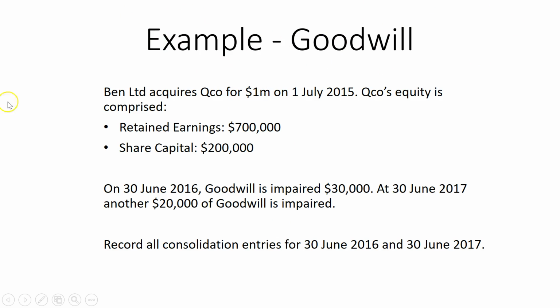We're going to look at goodwill. So Ben Limited acquires QCO for $1 million on 1 July 2015. QCO's equity is comprised of retained earnings $700,000 and share capital $200,000. So on 30 June 2016, goodwill is impaired $30,000, and at 30 June 2017, another $20,000 of goodwill is impaired. To record all consolidation entries for 30 June 2016 and 30 June 2017.